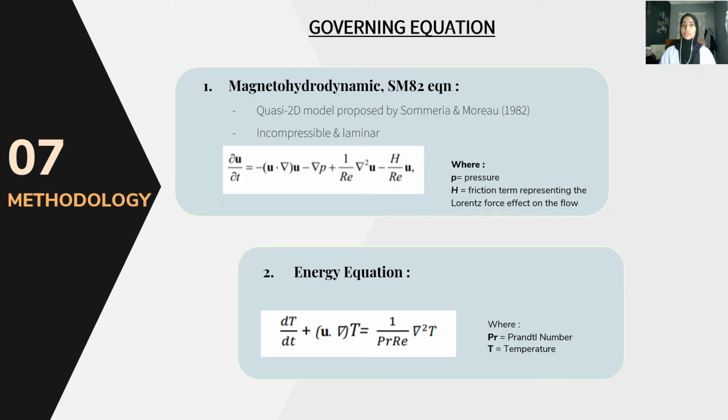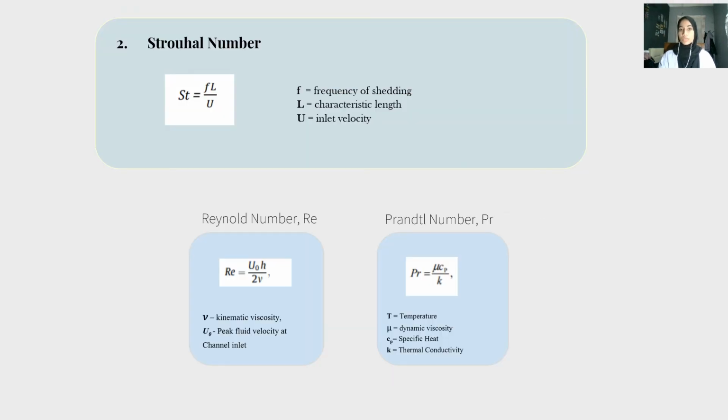There are three governing equations used in this study. First, the magnetohydrodynamic SM82 equation proposed by Sommeria and Moreau in 1982, used for incompressible and laminar flow. Second is the energy equation. Third is the Strouhal number.